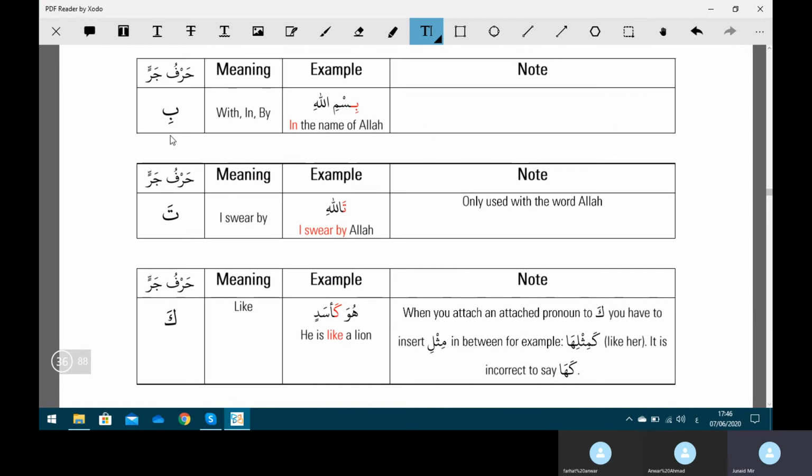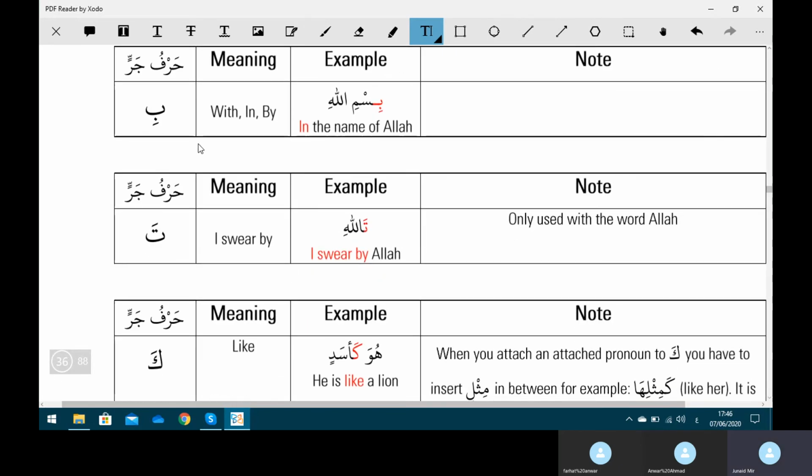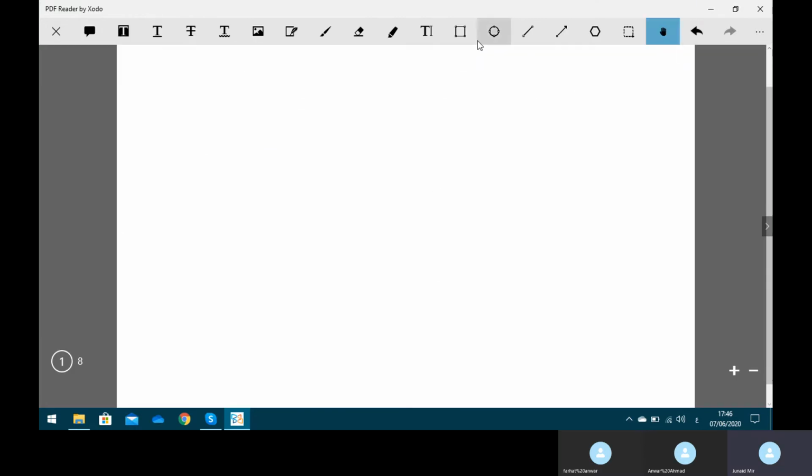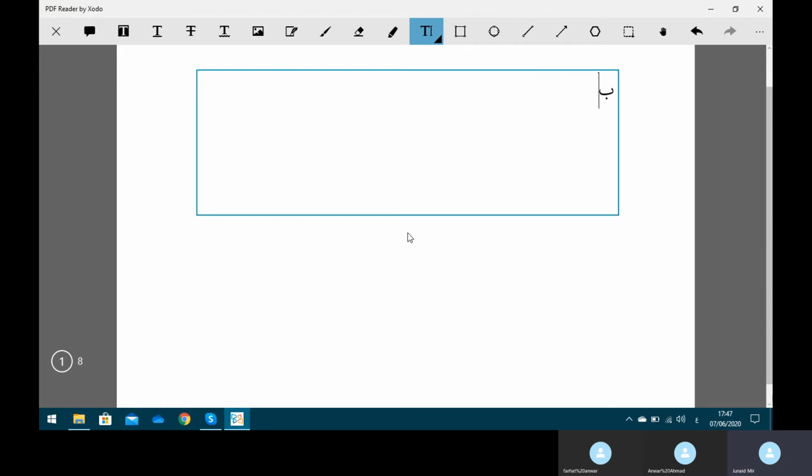So, number one, the first harf jar is B. B means with, in, or by. We say this probably every day in every prayer. We say Bismillahir Rahmanir Rahim. B, in the name of Allah. The thing to take away from that is, number one, B is a harf jar. That's what you take away. And it means with, in, or by.